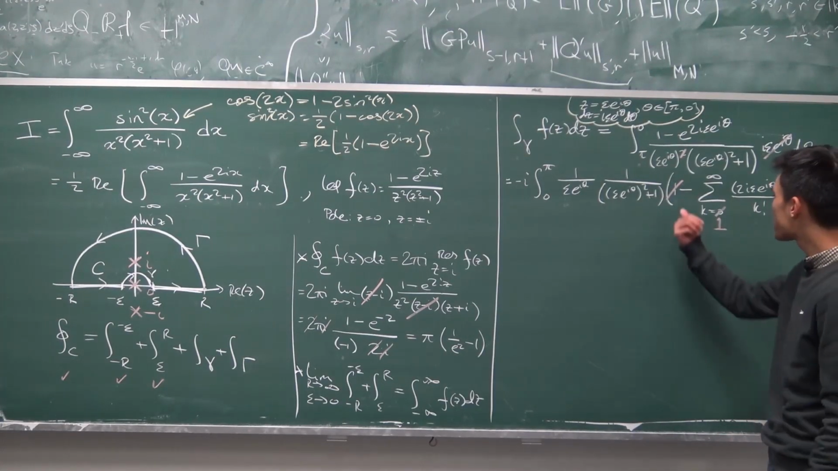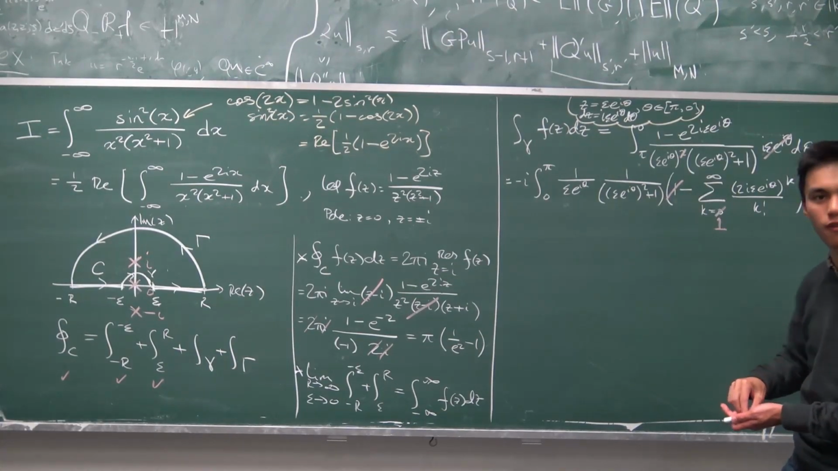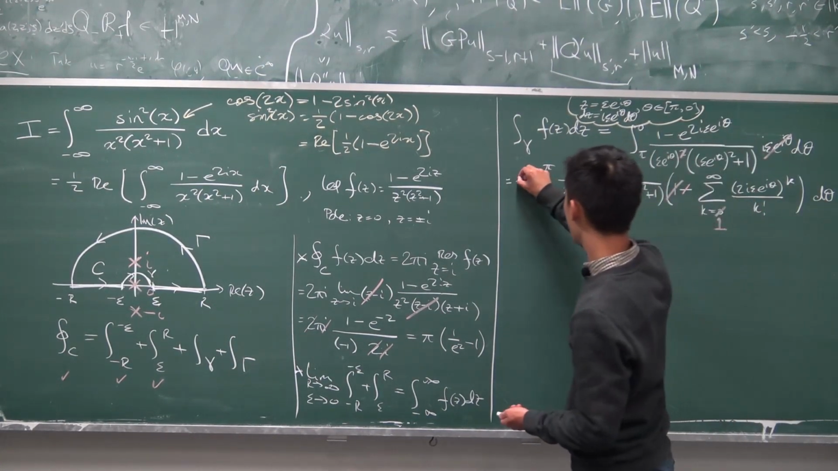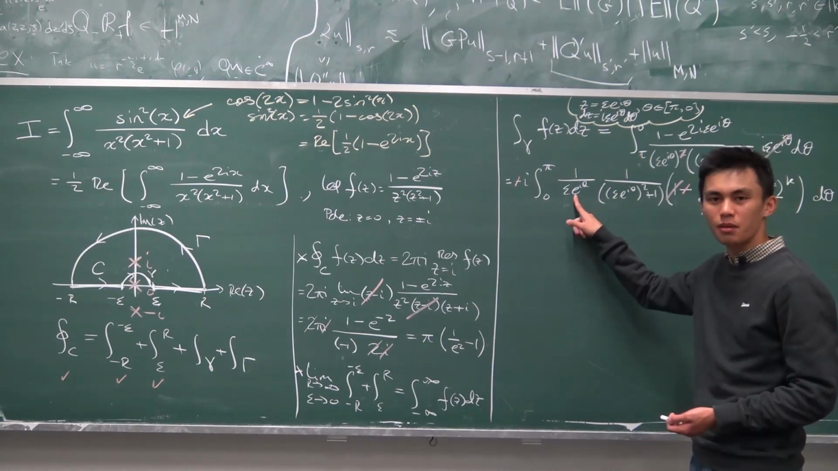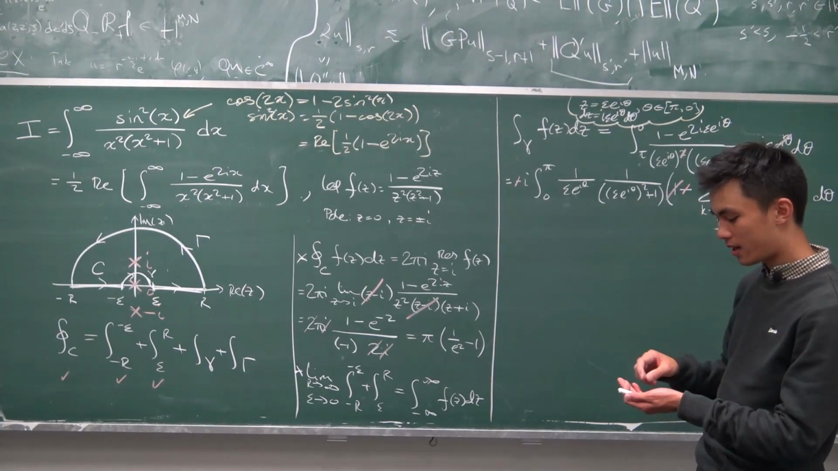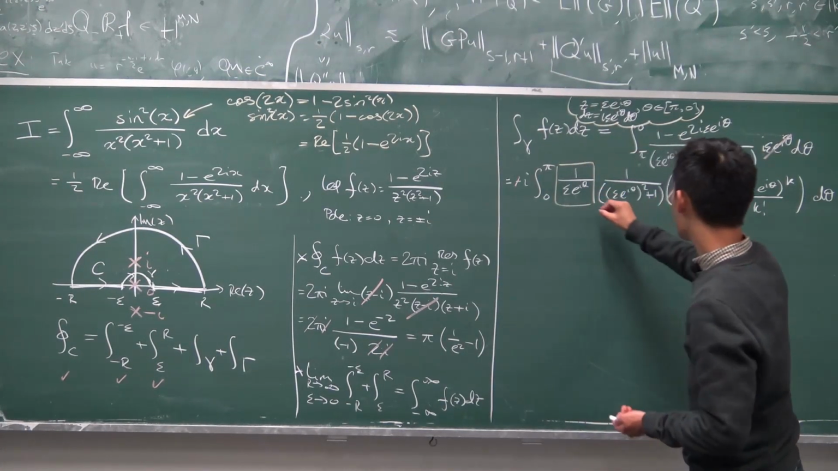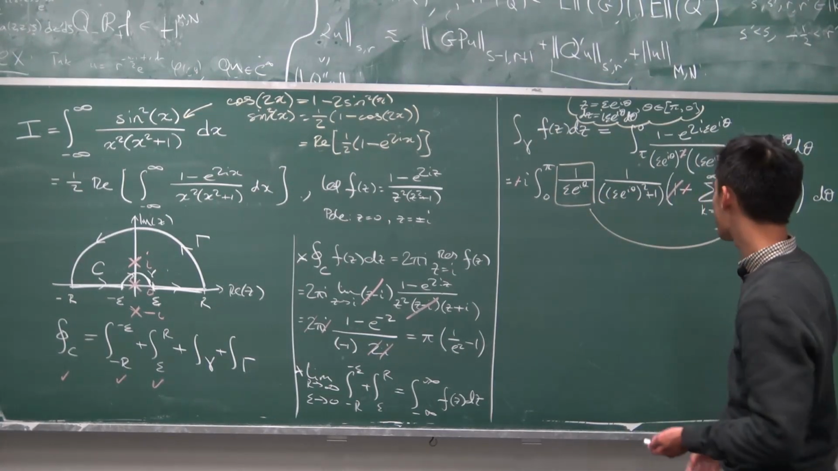Okay, now once this 1 over here is gone, we can bring the negative out to the front if we want to. So the negative over here will cancel with the negative out the front, which is nice. Notice one thing: we can actually bring this factor of 1 over epsilon e to the i theta over here into this sum, because it's independent of k.